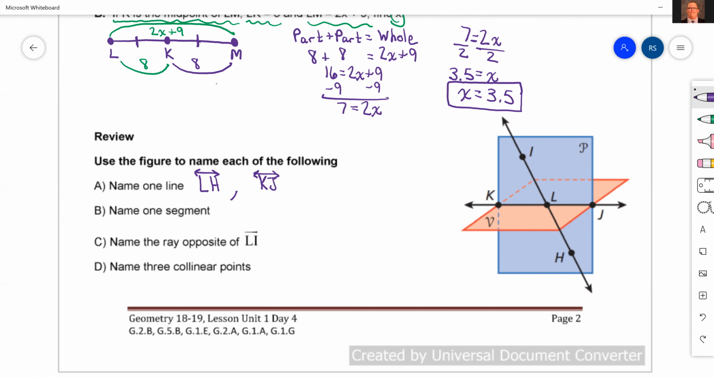Okay, next it says name one segment. So remember, a segment is between 2 points. So there's, again, several different options here. I see 6 options you can pick from. We're just going to do one of them. I'm going to say segment IL. Remember, on lines, like for part A, you put arrows. Segment, there's no arrows.